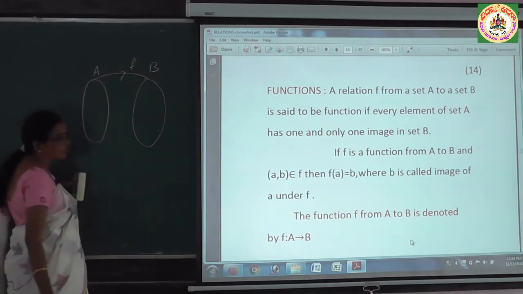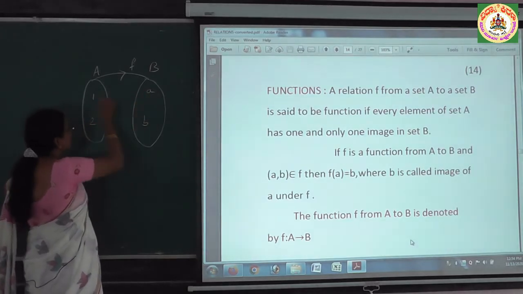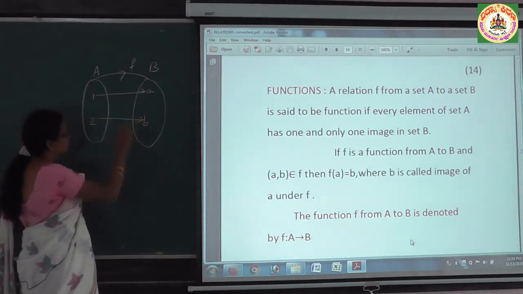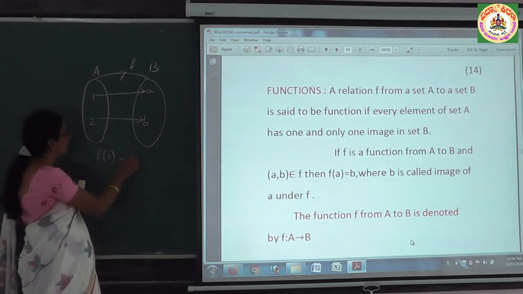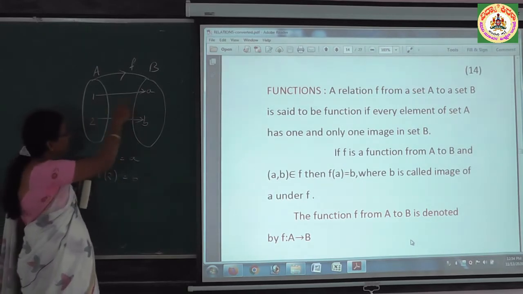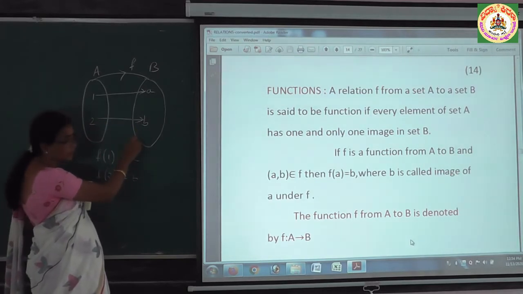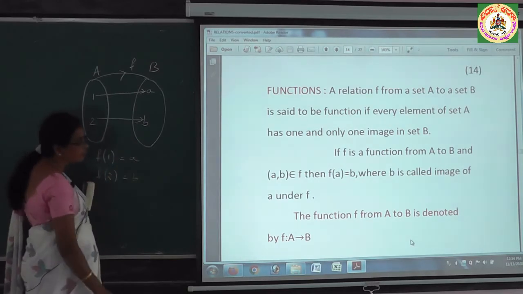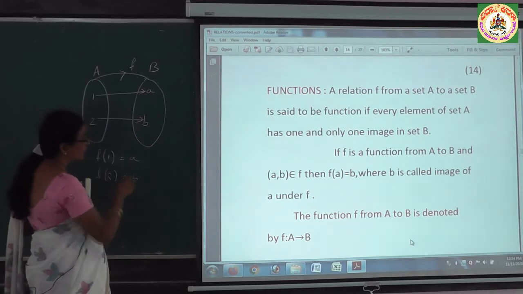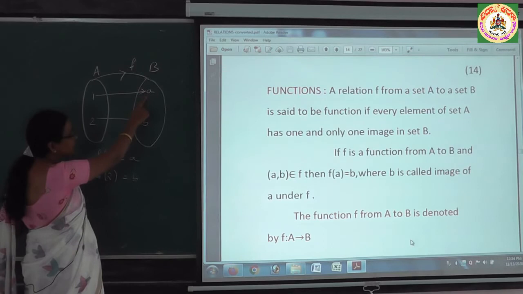this f is a function. We will consider here 1, 2 and a, b. Here f of 1 is equal to a and f of 2 is equal to b. 1 has one image, and 2 has one image. So this type of relation is called a function. From the definition, it is clear that every element of set A has one and only one image in set B.